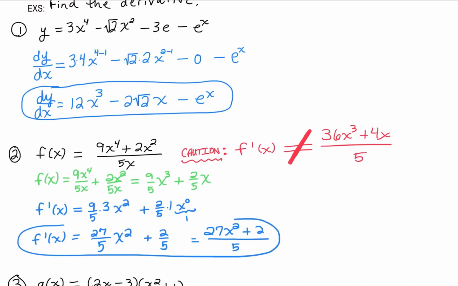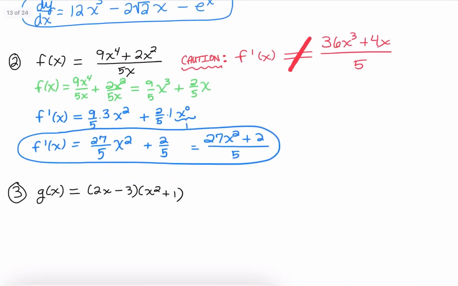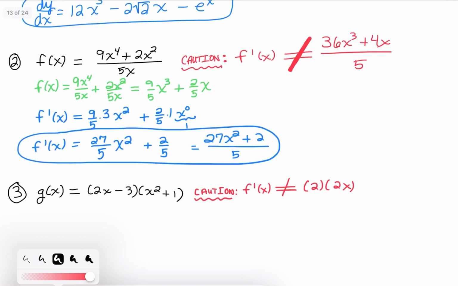All right, number 3. We have the binomial 2x minus 3 times the binomial x squared plus 1. Again, we start with a similar caution as last time: you cannot take a derivative factor by factor. This isn't just going to be the derivative of 2x minus 3, that's 2, times the derivative of x squared plus 1, that's 2x, giving 4x or something like that. We are not allowed to do that, so don't make that mistake.